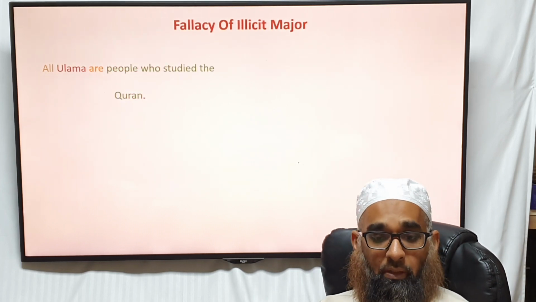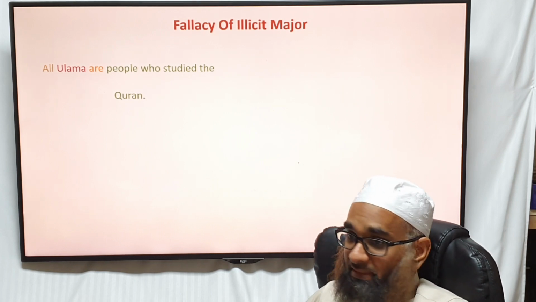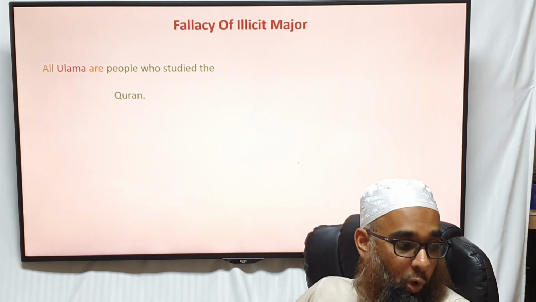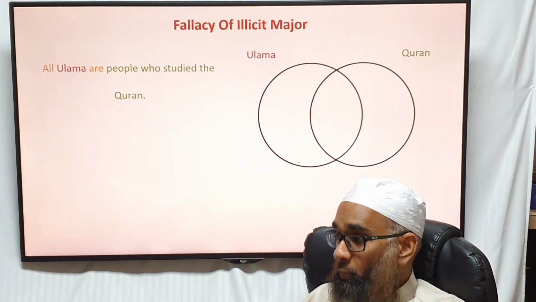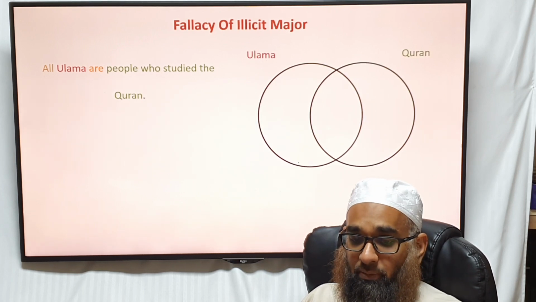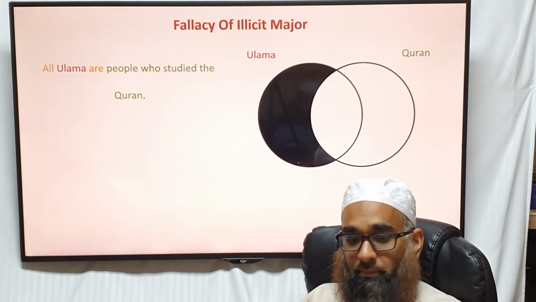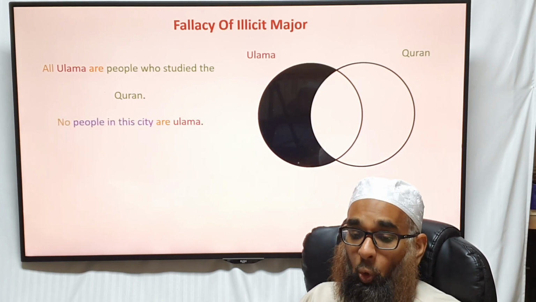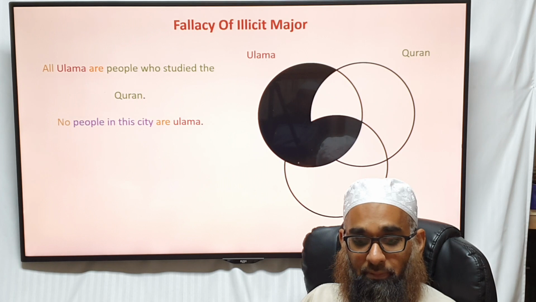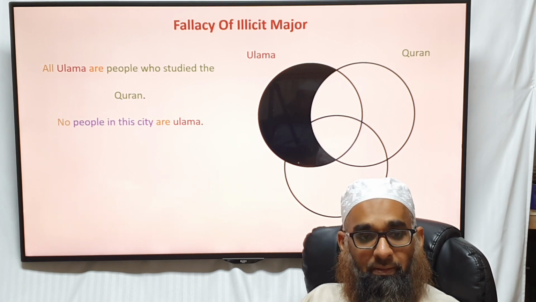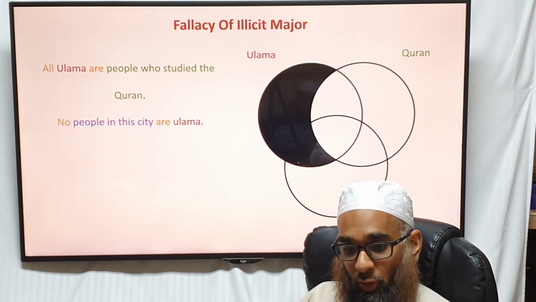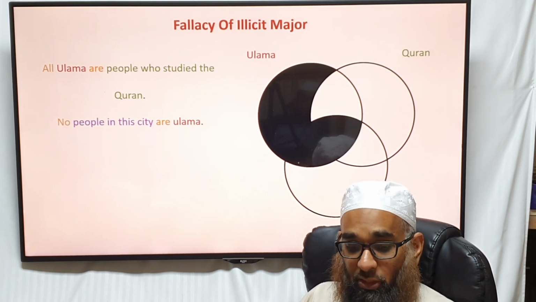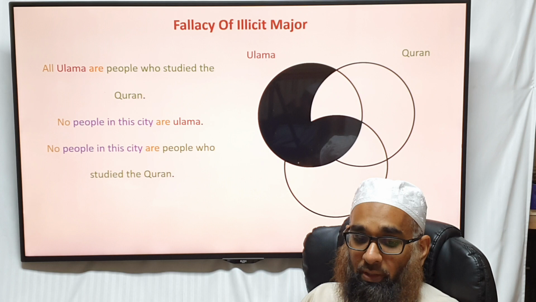Okay. Fallacy of illicit major, the same thing will happen. Let's say, for example, all ulama are people who study the Quran. So you have here ulama and people who study the Quran. What will be shaded out? Number one, yes? Then we have here, no people in the city are ulama. What do you shade out? You've already seen it: the middle one, because there are no people in the city who are ulama. Can we deduce that no people in the city are people who study the Quran?